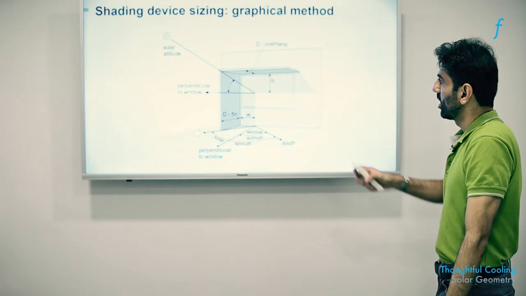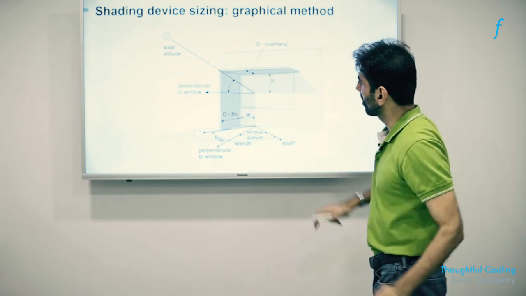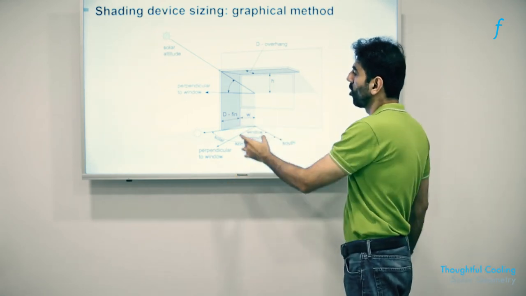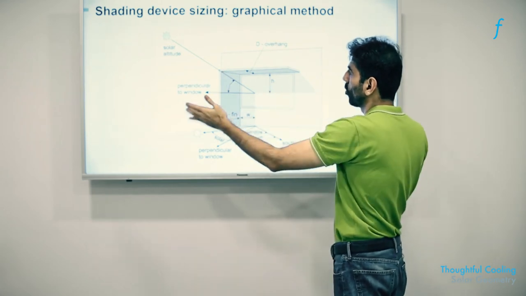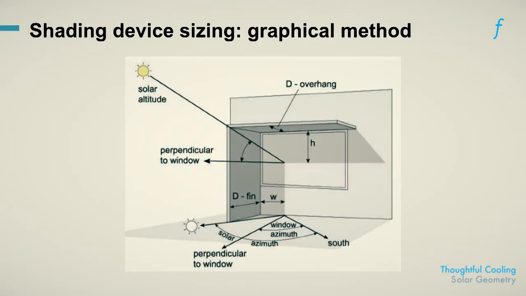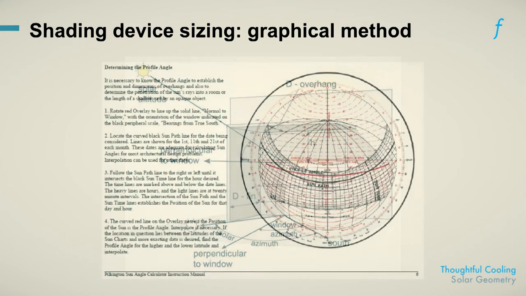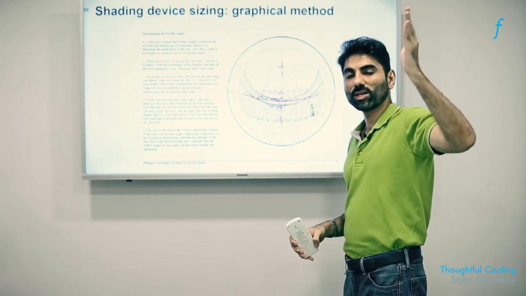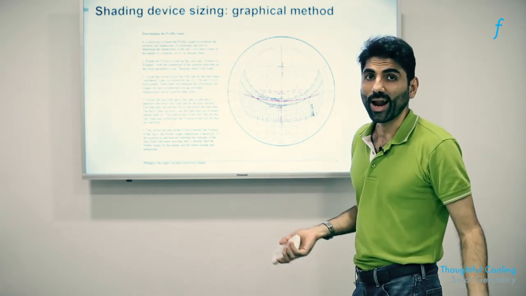What I'm trying to do is figure out what should be the depth of the fin if it's a vertical fin, or what should be the width of the overhang if it's an overhang, and also the depth of the overhang. How does one go about actually doing this graphically? Say if I didn't have this information measured, which is what is the altitude of the sun.